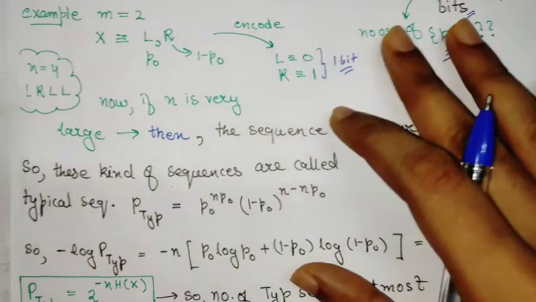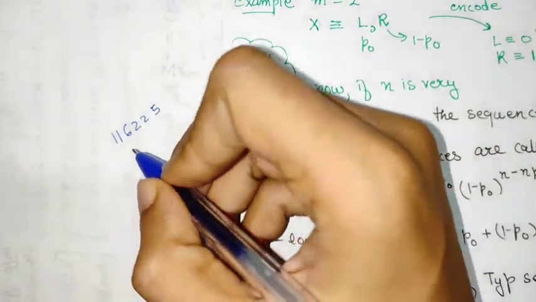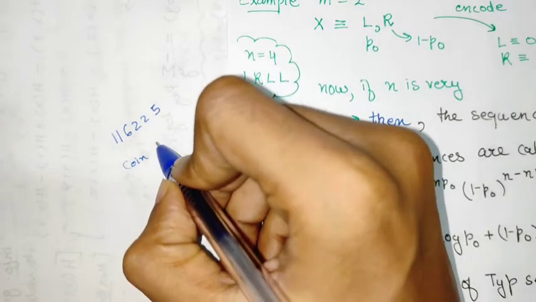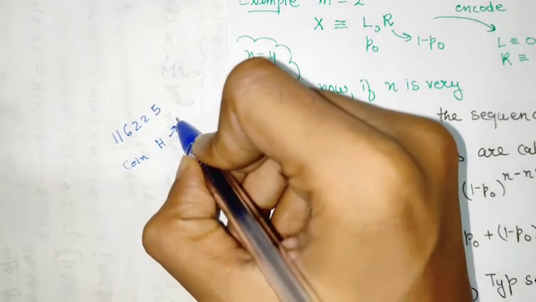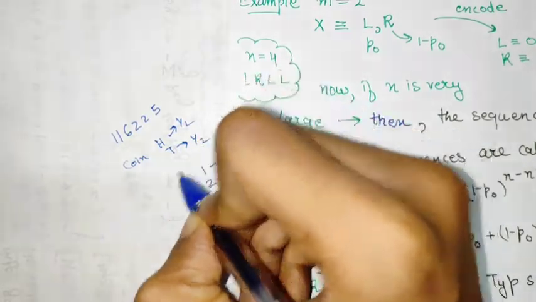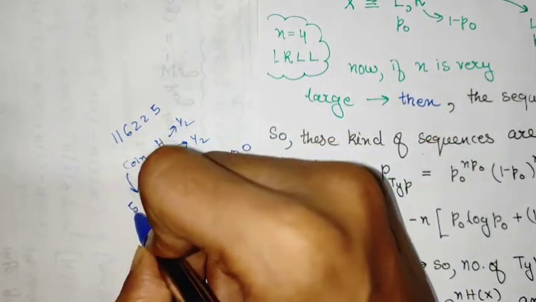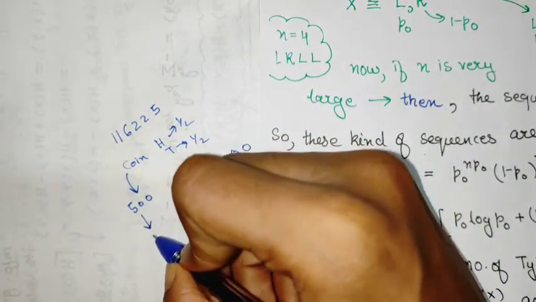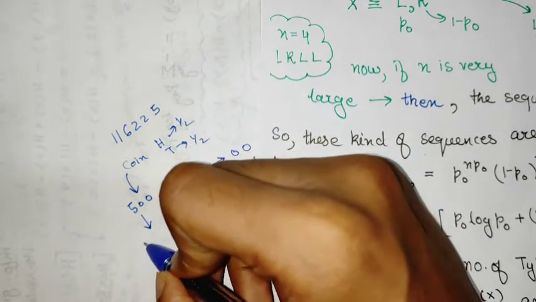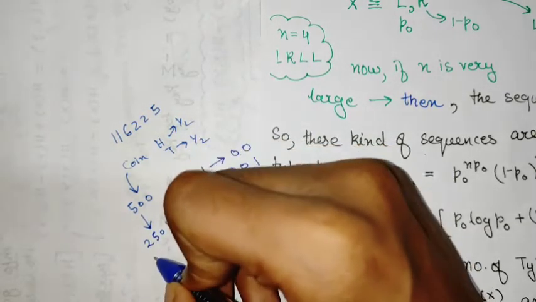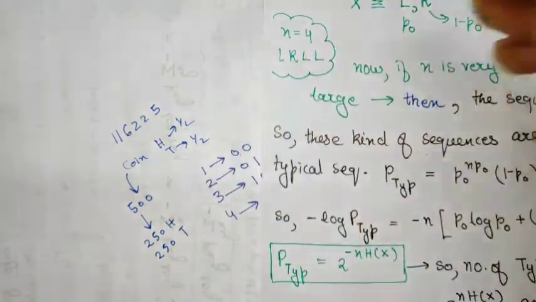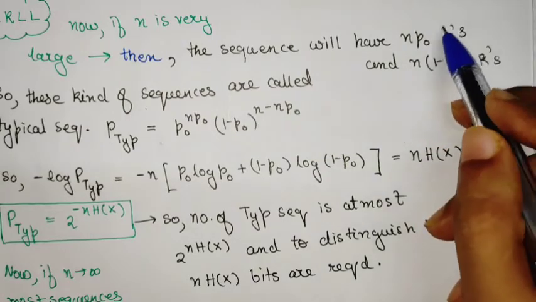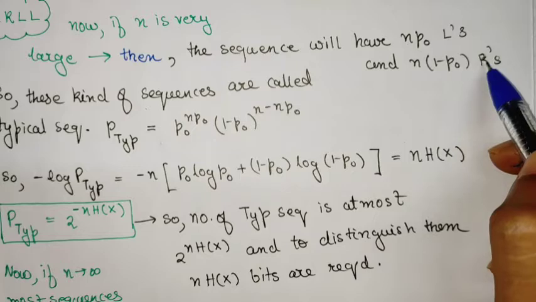The intuition is simply that if you have a coin, getting head is half and getting tails is also half. And if you perform 500 trials of this coin, then out of 500 you will have 250 times head approximately and 250 times tail. So that is what I have written here: n p naught times the robot would have turned left and this many times right.